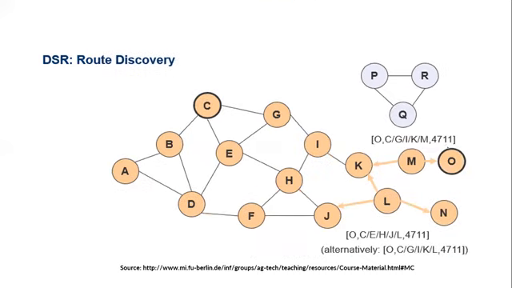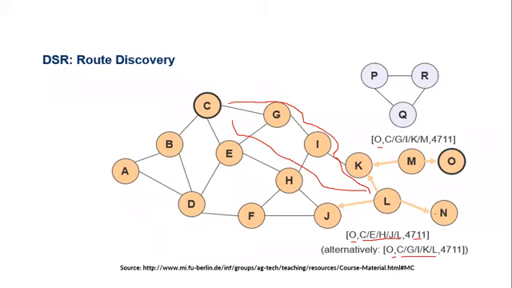Now M broadcasts something like this. Destination is O, path traversed is C, G, I, K, M. Okay. L broadcasts like this. Destination is O, path traversed is C, E, H, J, L, and this is the ID. For reaching L, there are two paths. One is C, E, H, J, L, and the other is C, G, I, K, L. Okay, so it provides two paths, with the alternate path being C, G, I, K, L.